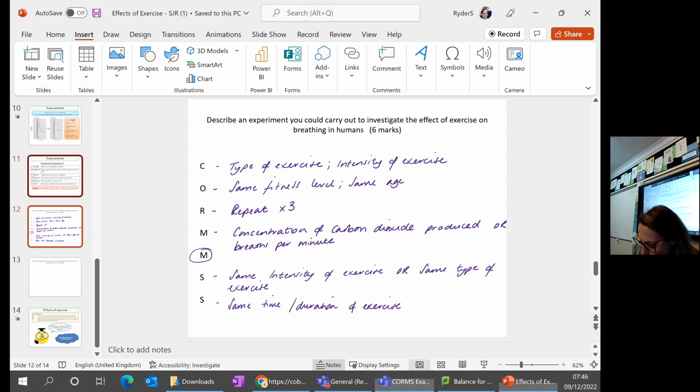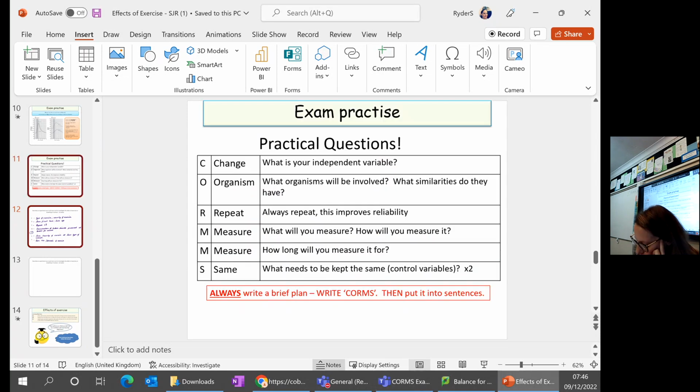Essentially, CORMS stands for change, organism, repeat, measure, and the same. That is how I would bullet point a rough plan for your question.